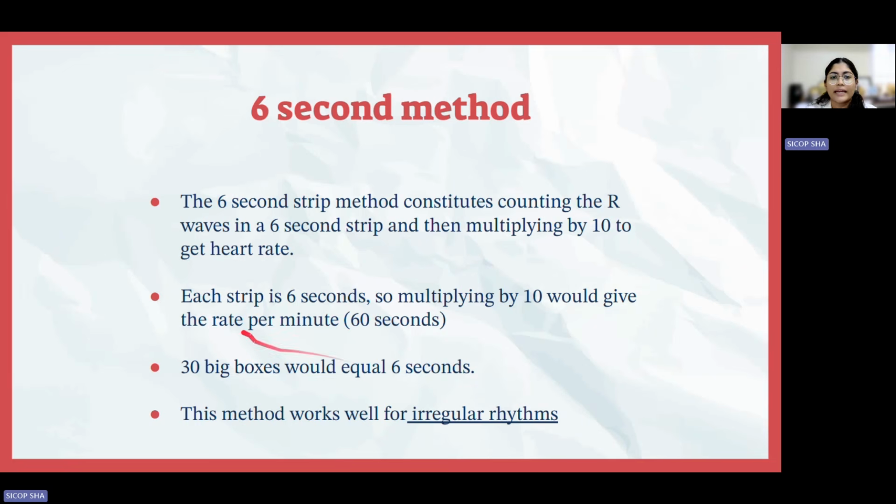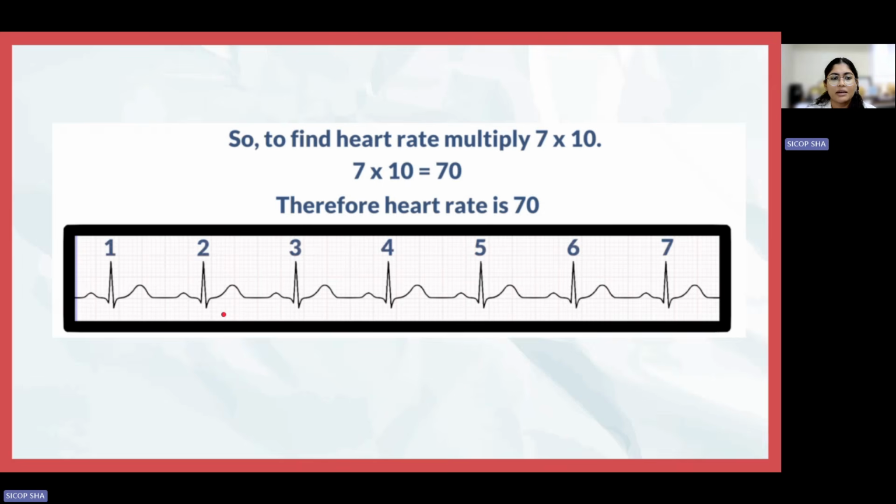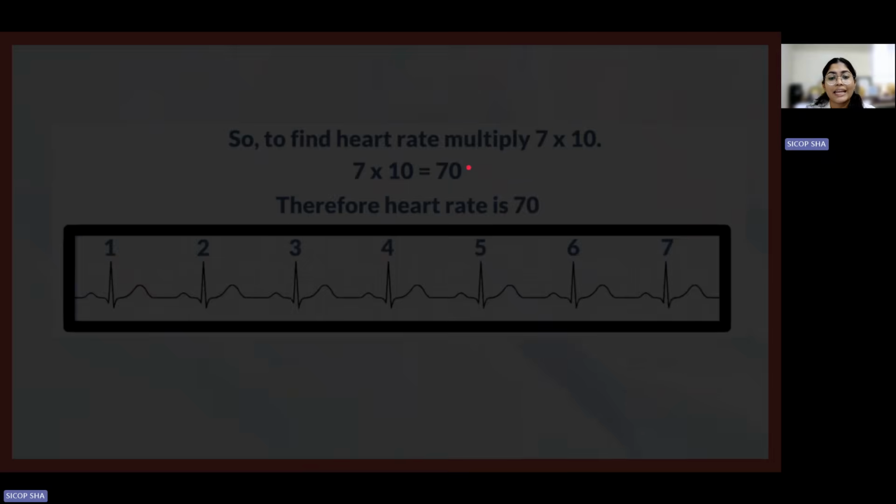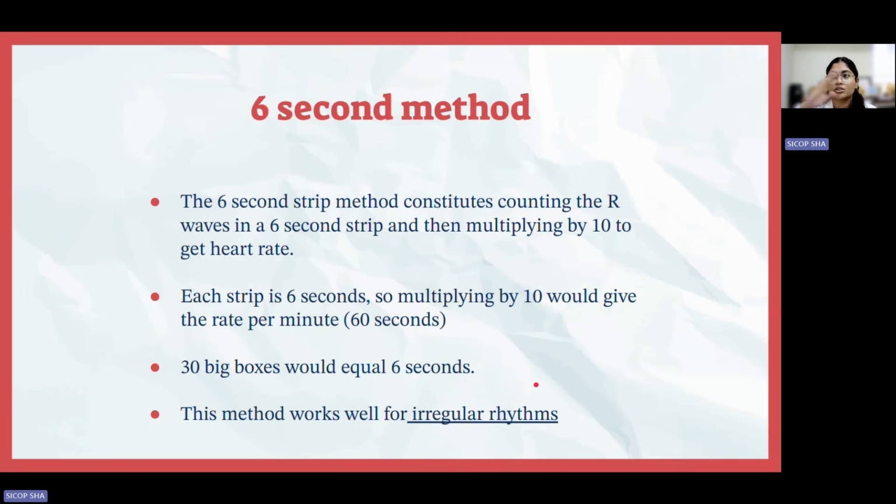Okay. Second, we have the 6-second method. Looking at a 6-second strip, we count the number of R waves and then multiply it by 10. So for example, this is your 6 seconds. In 6 seconds, there were 7 R waves, so we multiply by 10 and get a heart rate of 70. This is usually done in irregular rhythms, where the number of boxes is not equal between the R's.